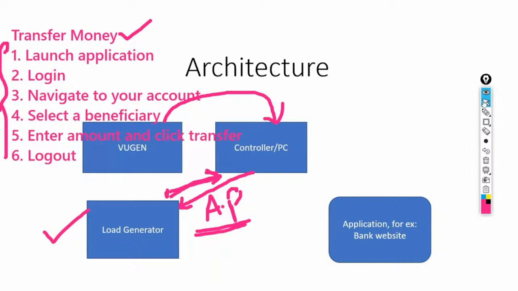Once you install LoadRunner, if you go to search and just type VUG or Viogen, you'll get to see this icon. Just click on this and it will launch Viogen. Just wait for a few seconds, it will launch.